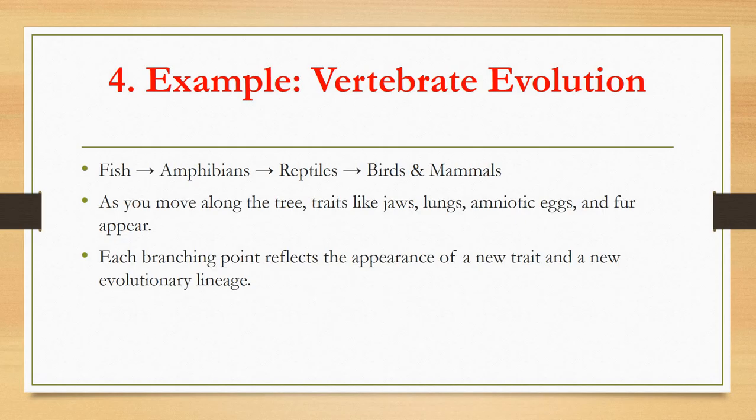Example: vertebrate evolution. Fish, amphibians, reptiles, birds, and mammals. As you move along the tree, traits like jaws, lungs, amniotic egg, and fur appear. Each branching point reflects the appearance of a new trait and a new evolutionary lineage.